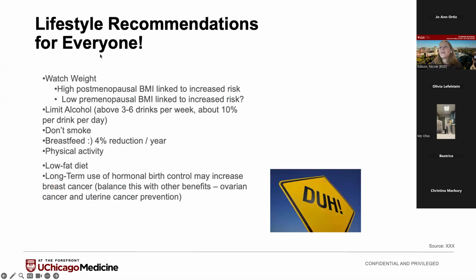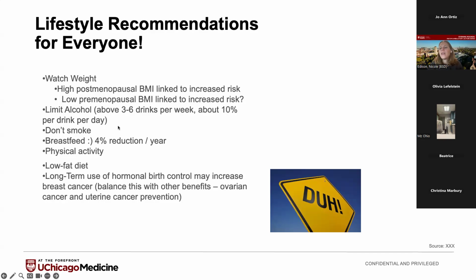So, in terms of lifestyle recommendations for breast cancer that really everyone should follow, but especially these are what we talk to our high risk patients about. Unfortunately, it's nothing probably new. So, weight, especially high weight after menopause, can be linked to an increased risk of breast cancer. And that's because fat cells can make estrogen, which can stimulate the breast tissue. There is maybe some evidence that people that are underweight may also have an increased risk of breast cancer, although I don't know if we know the reason for that yet.